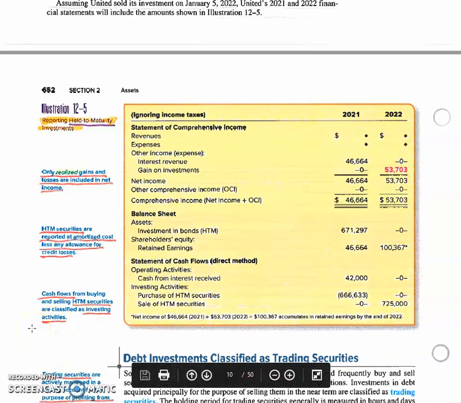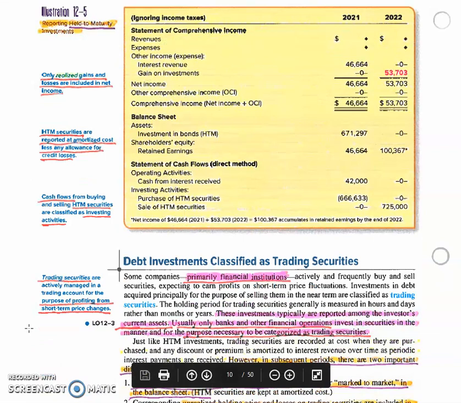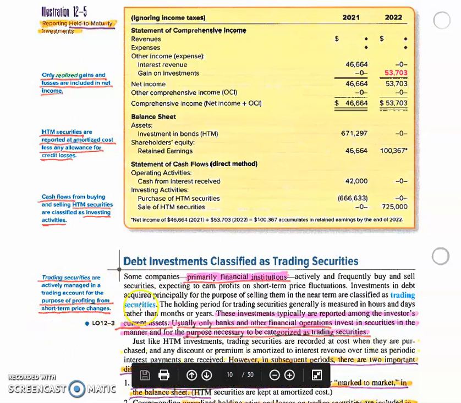Okay, I think that pretty well covers held to maturity securities. Let's move on down to trading securities. Now, financial institutions are the primary group that reports trading securities, since they actively trade securities quite commonly. Most other organizations don't have these. They're typically reported as current assets because we are actively trading them.